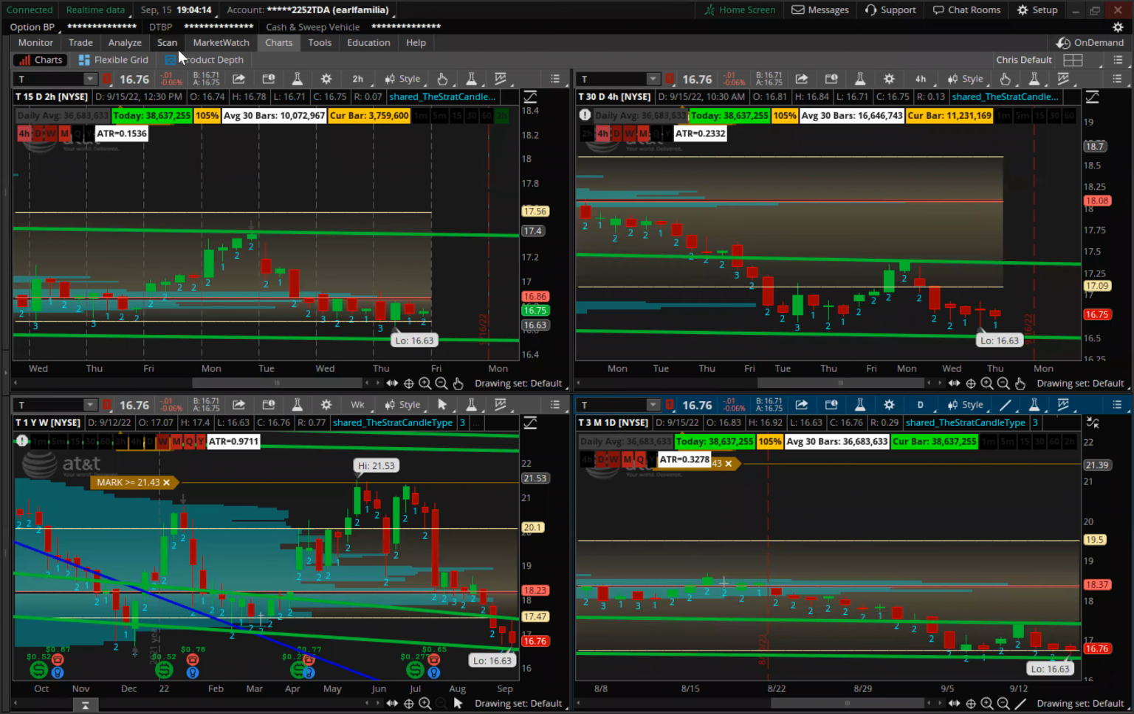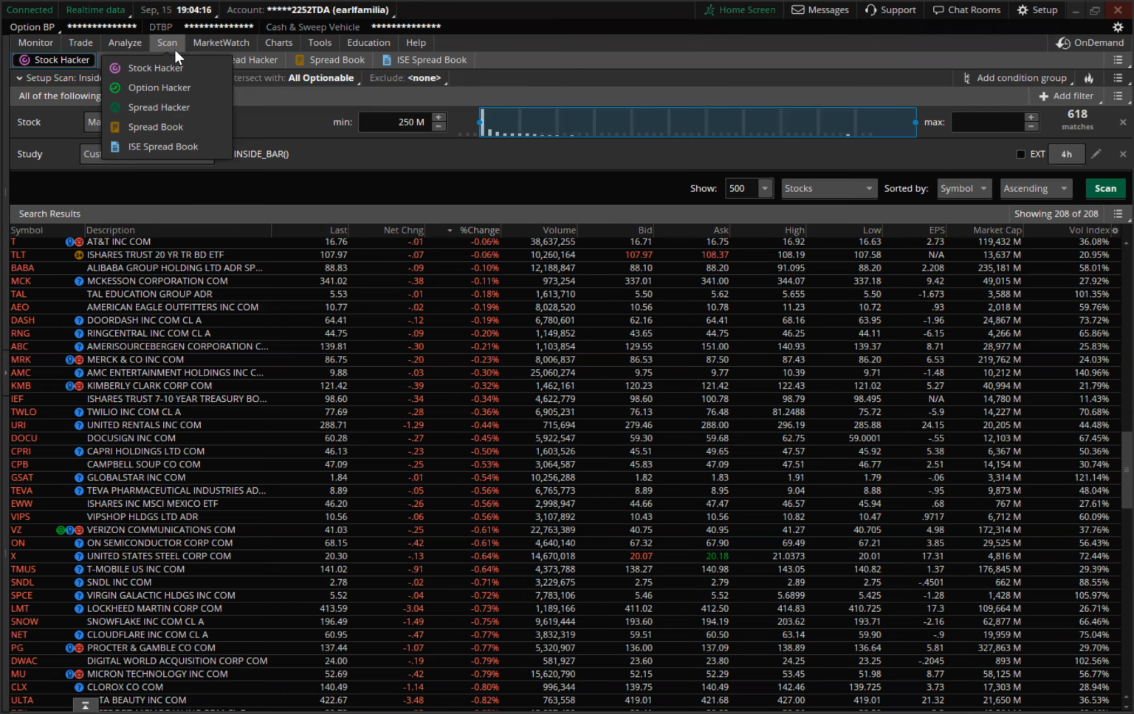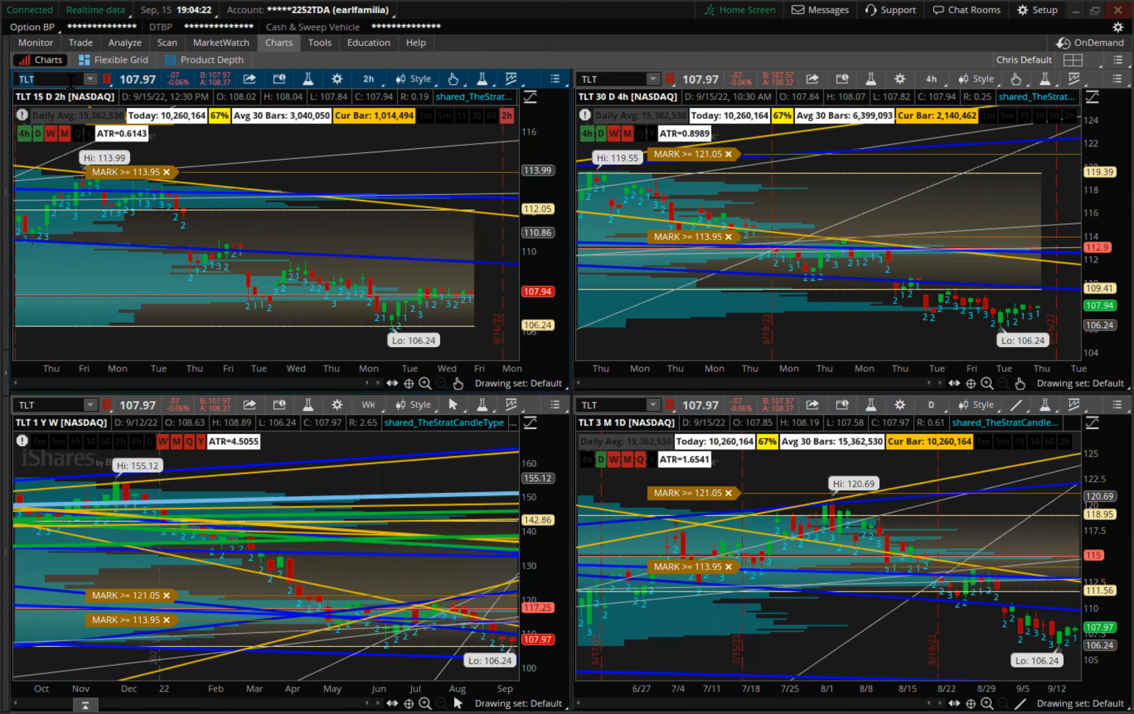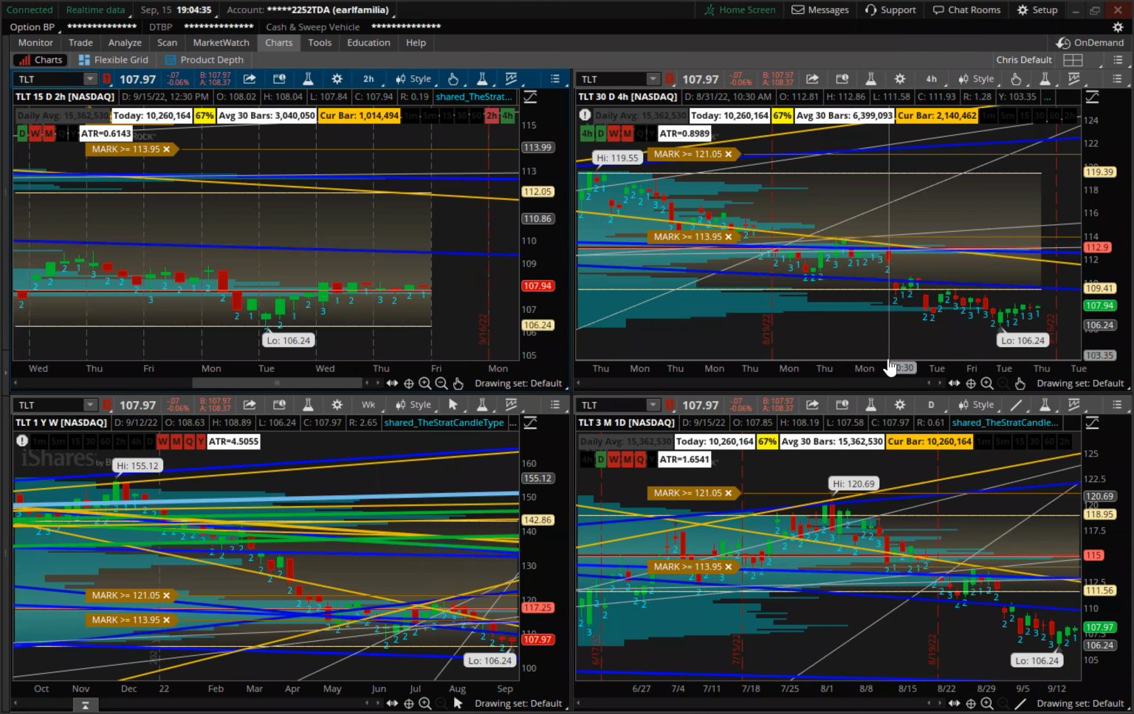Okay. AT&T setup looks solid. All right, so let's take a look at TLT. Right, so TLT, we got a potential Chicago setup here on the 4-hour. And then we got an inside candle on the day. So we got a couple potential setups.